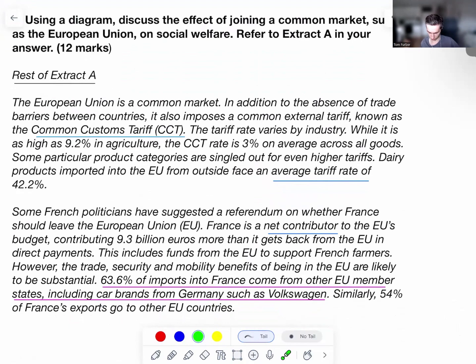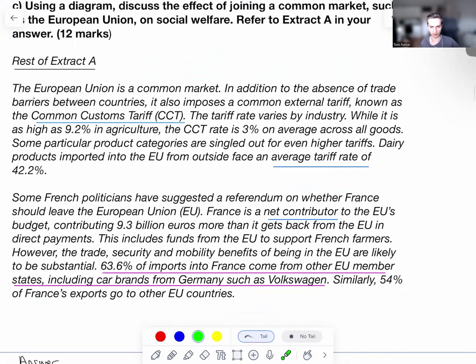One thing I want to draw your attention to immediately is this fact near the bottom. 63.6% of imports into France come from other EU member states, including car brands from Germany, such as Volkswagen. That's going to give us our first point, which is about trade creation. Now, that can be enough because we're going to have our diagram for analysis as well.